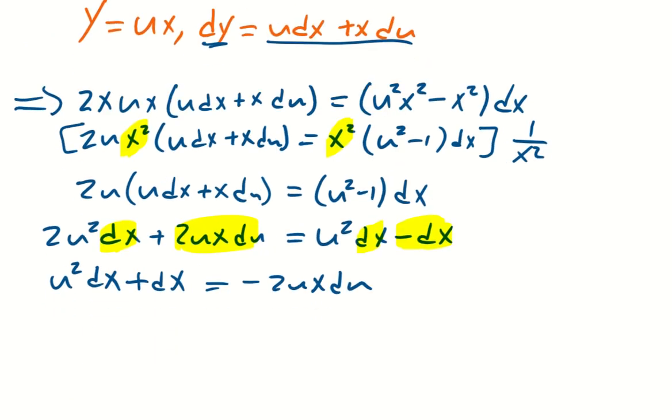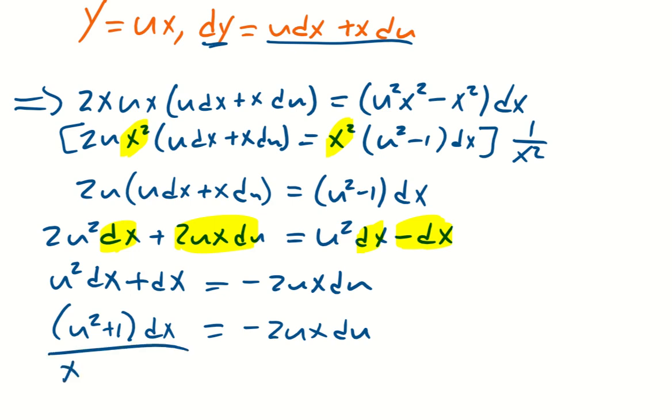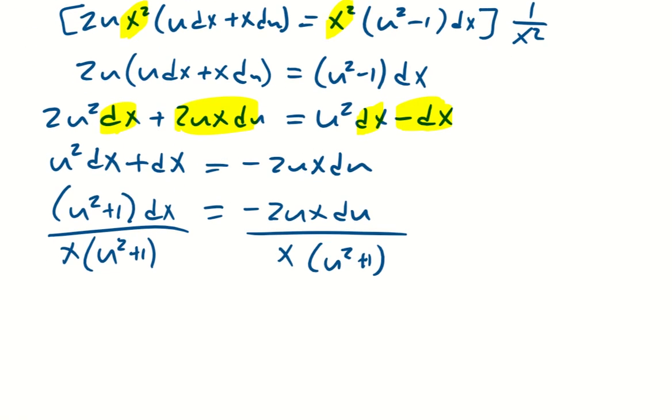Let's factor the left-hand side, so we have (u squared plus 1) dx, and that just equals minus 2ux du. And by some division, we can separate our variables. So let's divide everything by x, and let's divide everything by the quantity u squared plus 1. And then we can simplify. On the left-hand side, we have dx over x, and on the right-hand side, we have minus 2u over u squared plus 1 du. Great.